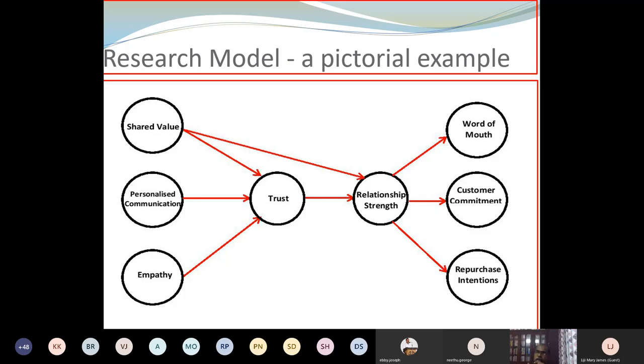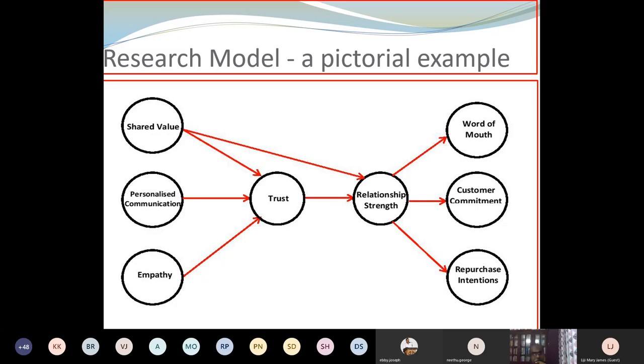From the review of literature, I found that trust, shared value, personalized communication, and empathy can influence relationship strength. But a detailed review found that trust is being influenced by shared value, personalized communication, and empathy. At the same time, shared value can also influence relationship strength. So I have made a research model like this.